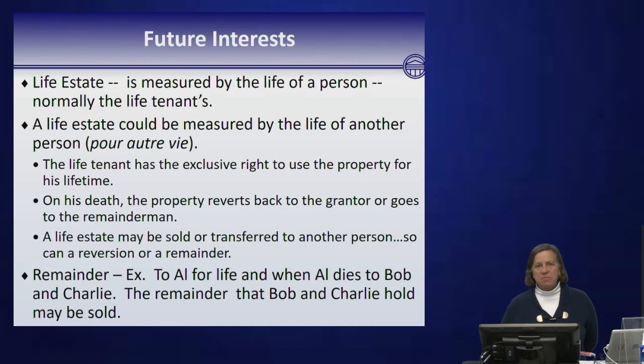Again, a life estate can be sold, it can be transferred to another person, it can be a reversion or a remainder. So here's an example of a remainder. To Al for life, and when Al dies, the property goes to Bob and Charlie. The remainder that Bob and Charlie hold may be sold. By the way, Al's life estate could be sold during his life too, but it would terminate at Al's death. We spend weeks and weeks in law school on future interests, but that's about all you're going to get today.